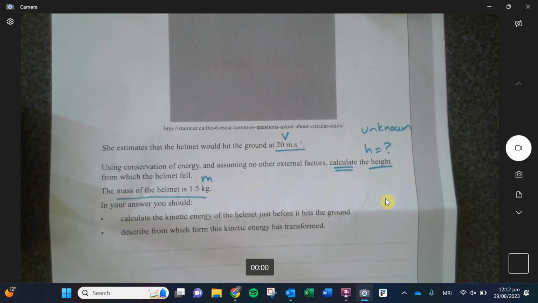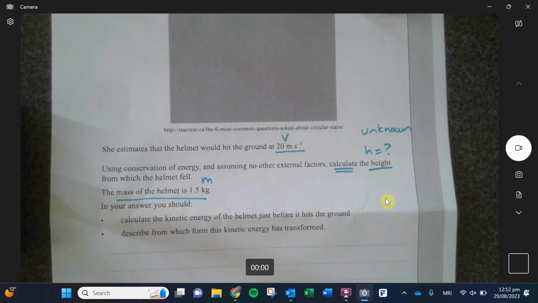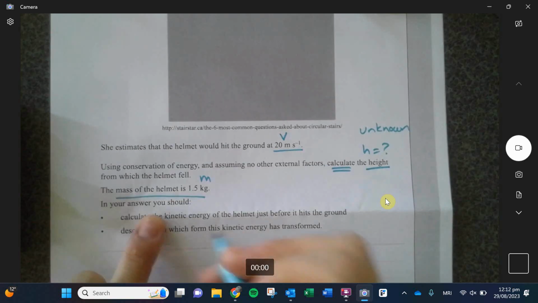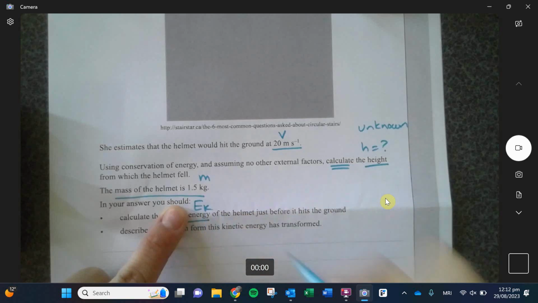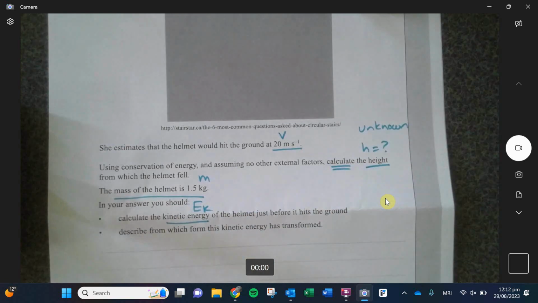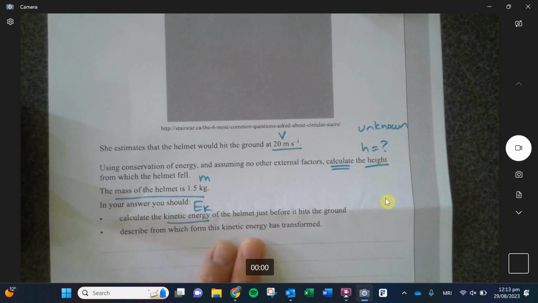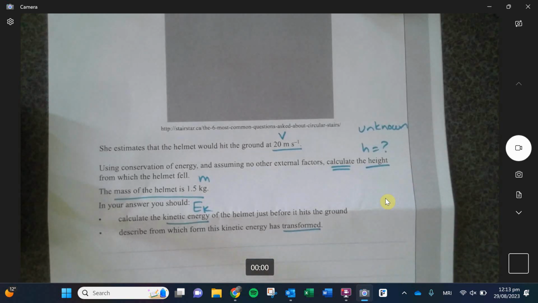And then they give me some bullet points. Really use these bullet points because they help structure your answer. And it basically acts like a checklist to make sure you have everything. So they want us to calculate kinetic energy. Kinetic energy is your EK of the helmet just before it hits the ground, and describe which form of energy this kinetic energy has transformed. Are we good so far?